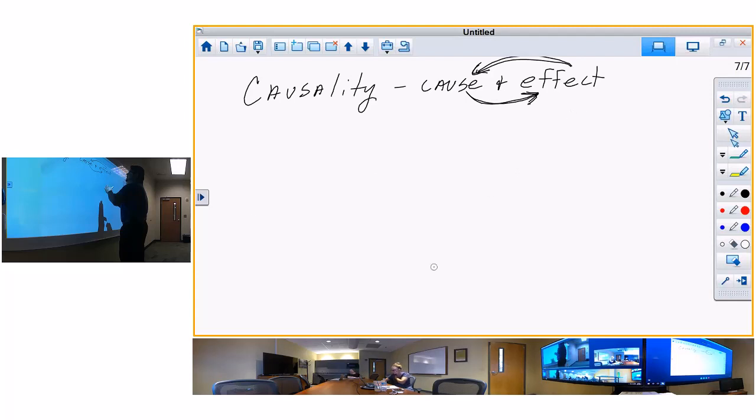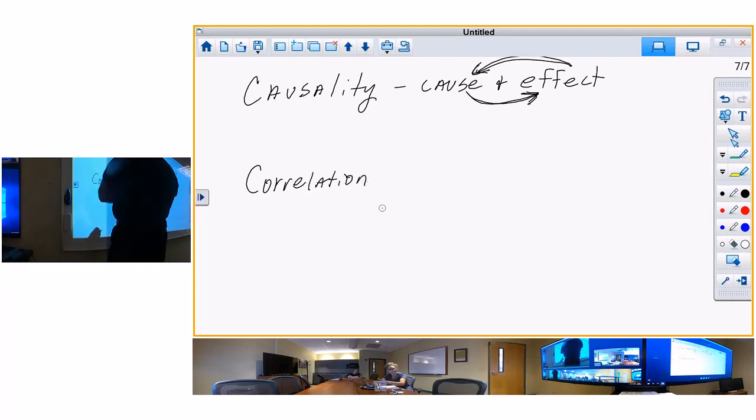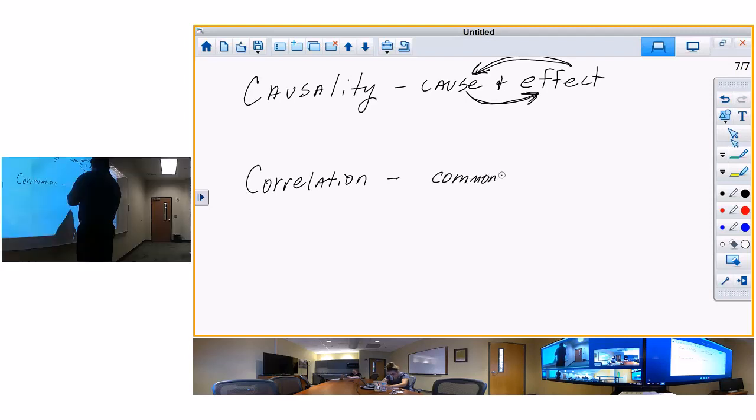Versus correlation. Correlation is when you see something that is in common, but they have nothing to do with each other. Okay? Common, but nothing to do with each other.